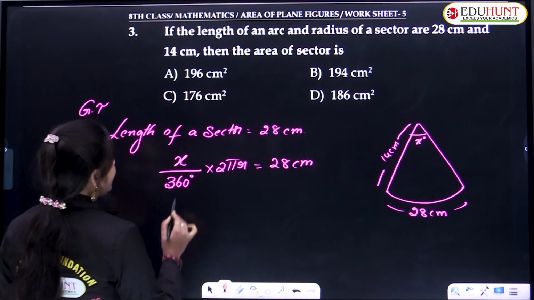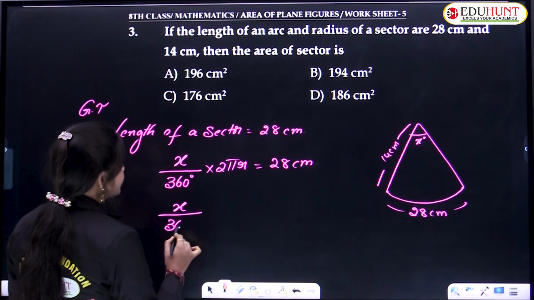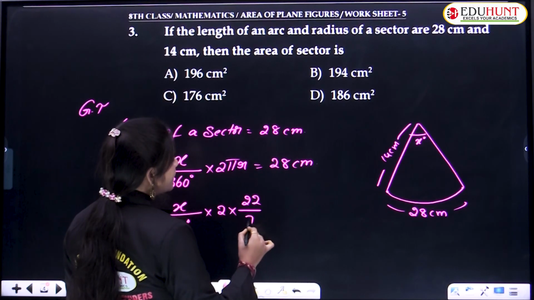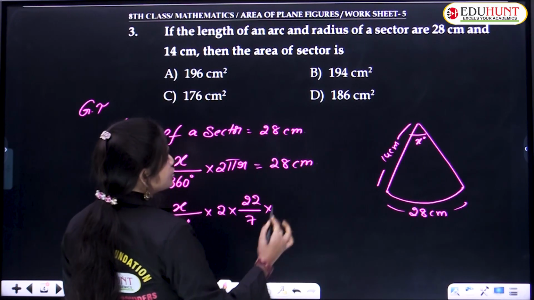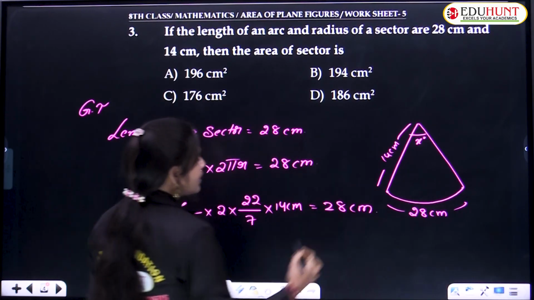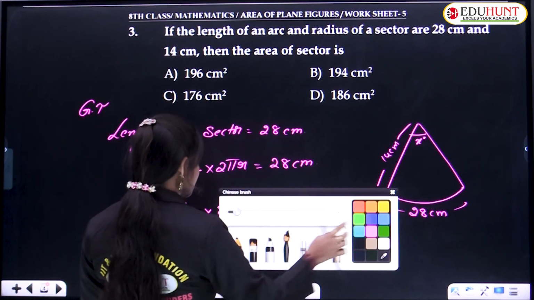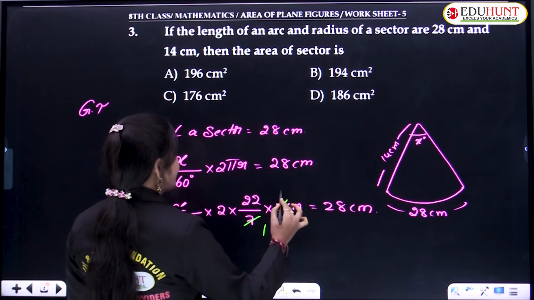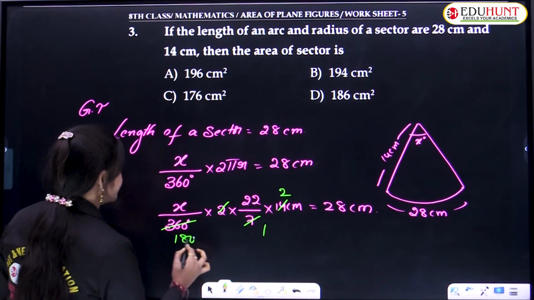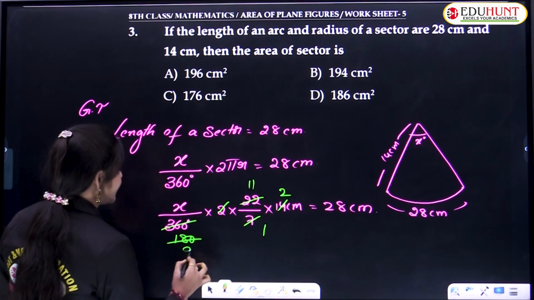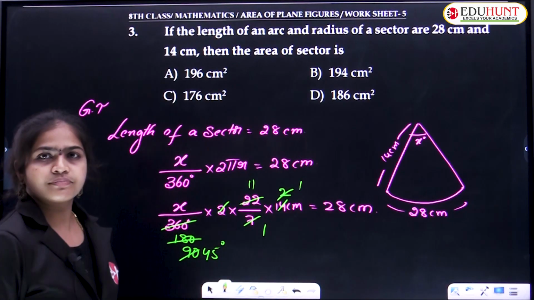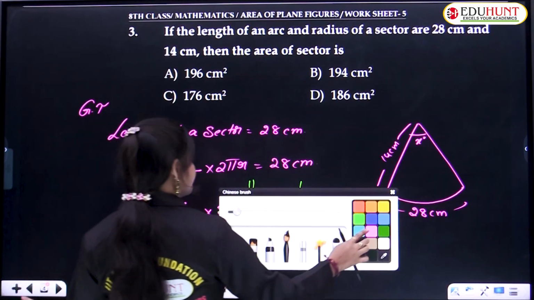In the same way, we need to find x. x by 360 degrees into 2 into pi, the value of pi is not mentioned, so that's why we take 22 by 7, into r, which is 14 centimeters, equal to 28 centimeters. Cancellations, see here. 7 ones are 7, 7 twos are 14. Is there any other cancellation? 2 ones are 2, 2 180s are 360; 2 11s are 22, 2 90s are 180; 2 ones are 2, 2 45s are 90. That's it.